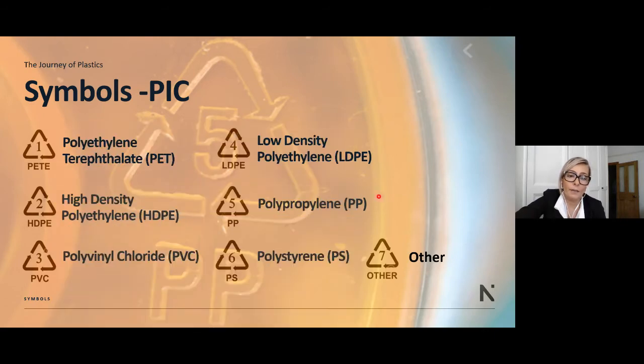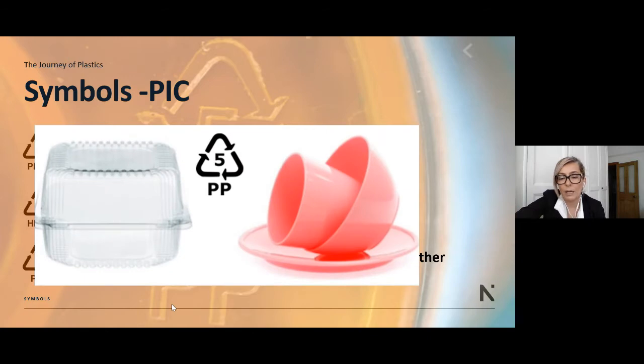PIC 5, it's PP, or polypropylene. It is a heat and chemical resistant plastic that will not crack when bent. Popular packaging for yogurt and butter. It is also used for clothing, toys, straws, crisp packaging. A lot of the lids from drinks as well are made of PP. It can be recycled, but it is also not very desirable.